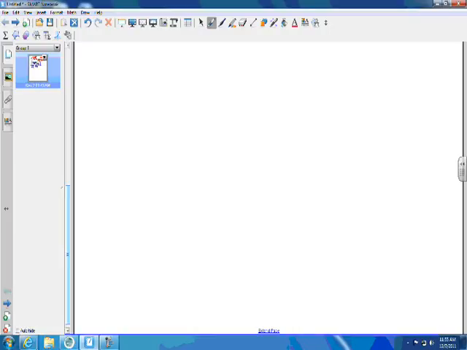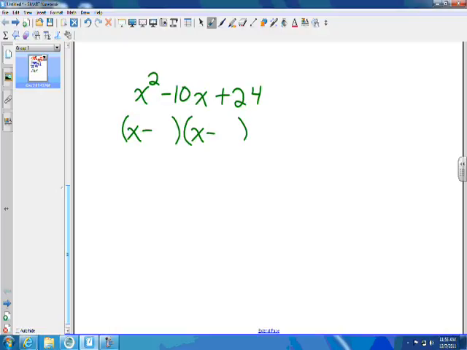X squared minus 10x plus 24. Done step 1 and 2. Put our x's in. Now in this case, are signs going to be the same or different? They're going to be the same. What are they going to be? Both minuses in this problem.